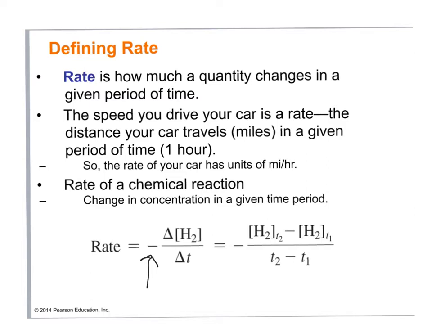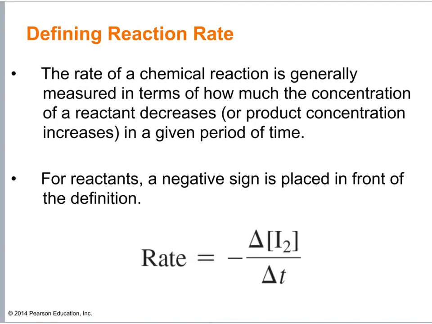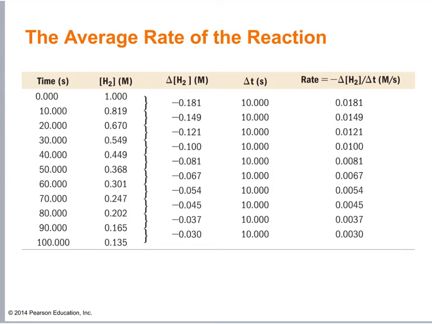And you could pick any point in time, time 1, time 2, and then you would look at the concentration at each of the times. So it's measured in concentration of reactant decrease or product increase, over this amount of time. Again, this negative sign is really important because it says that you're looking at the disappearance of reactants. The average rate of reaction is the rate of the reaction over the course of time.